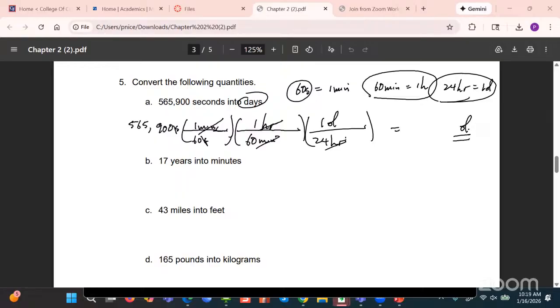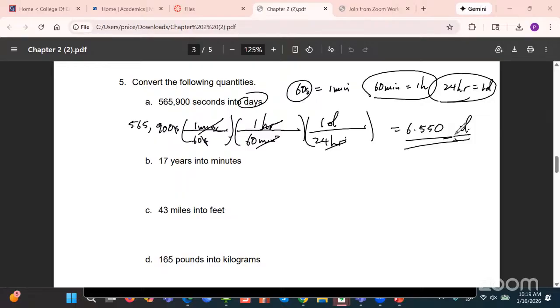And according to my calculation, here we have to round off to 4 sig figs because we have 4 sig figs here. So when I do that, the answer I got is 6.550 days. And that's basically how that is done.